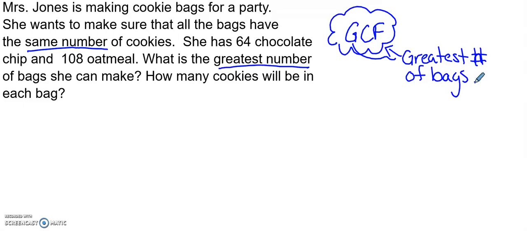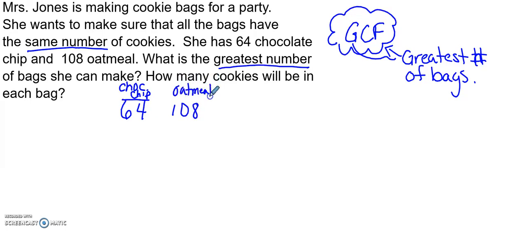Okay. Now, how am I going to find the greatest common factor? I'm going to use the ladder method. I am a big fan of the ladder method, as you probably already know. So I have two numbers. I have 64, and 64 was my chocolate chip cookies. And I'm going to label that 64 as chocolate chip, and I had 108 oatmeal.